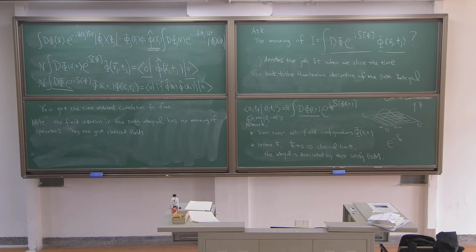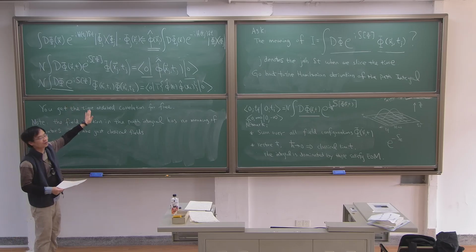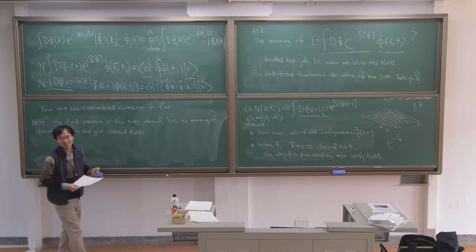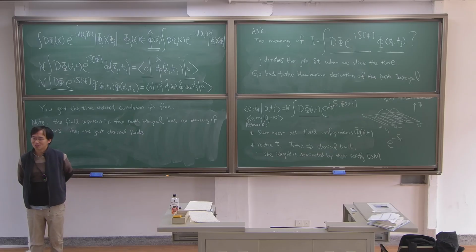You get the same result. So it's not an operator. The point is, this is not an operator. You shouldn't think, okay, in the path integral, this is fine as some operator. No, that's not true. You have to switch your mind a little bit.